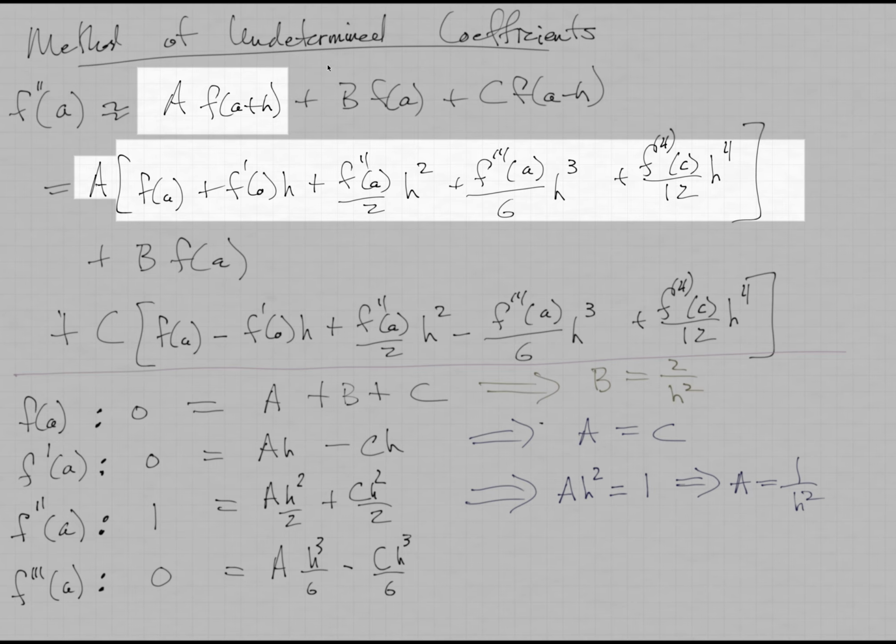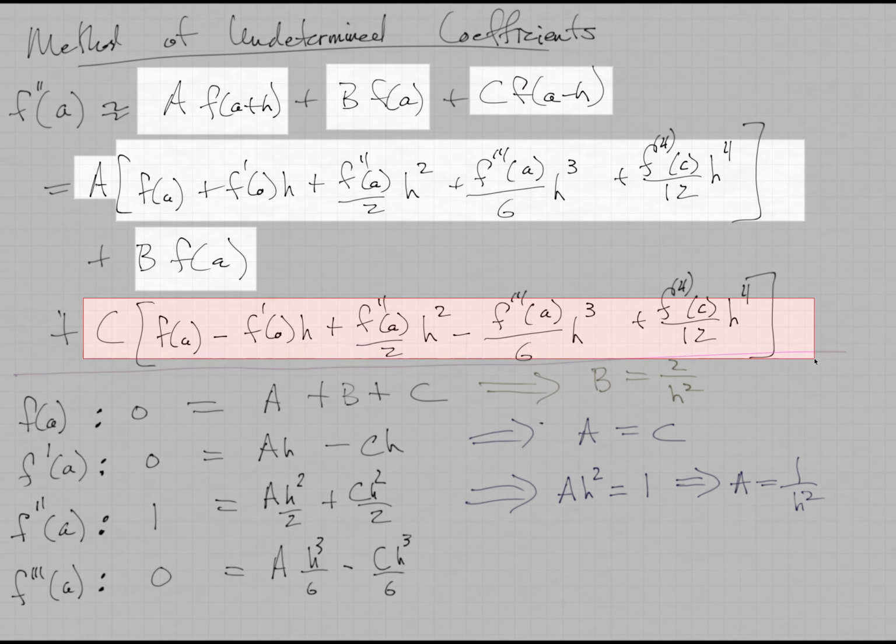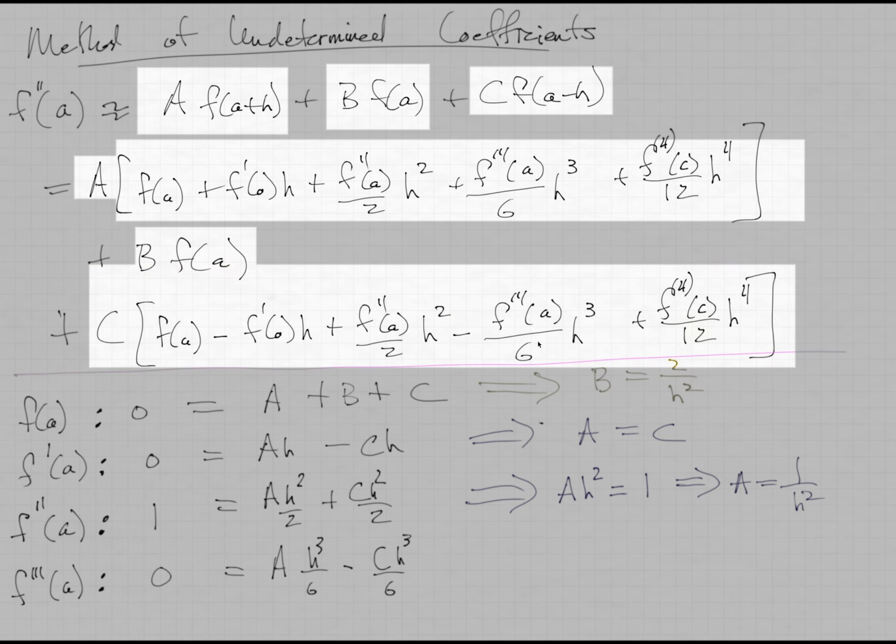Now, b times f of a, well, that's just b times f of a. We don't have to worry too much about that. C times f of a minus h, again, we'll write out, expanding f of a minus h in a Taylor series, right? So we expand the first and the third terms in Taylor series, and now what happens when we add everything up? Well, it could be quite a mess, but let's try to go about this systematically.